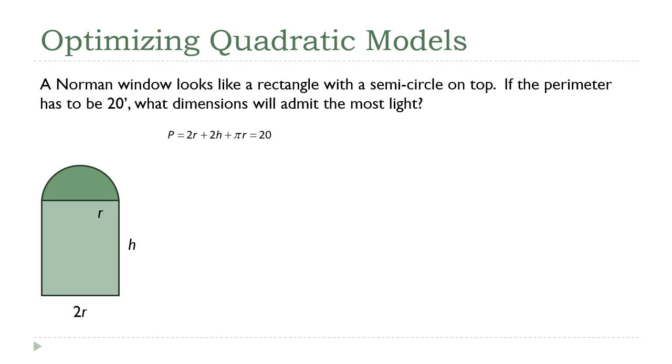Okay, so how about the area? All right, well, the area has two parts. The area is 2r times h, that's length times width. That's how we find the area of a rectangle. And the area of that semicircle up there, well, the area of the full circle is pi r squared, which means the area of the semicircle is 1/2 pi r squared.